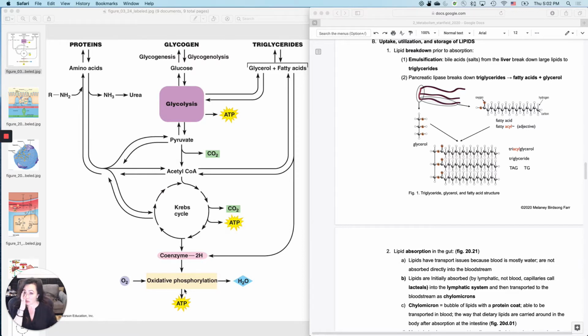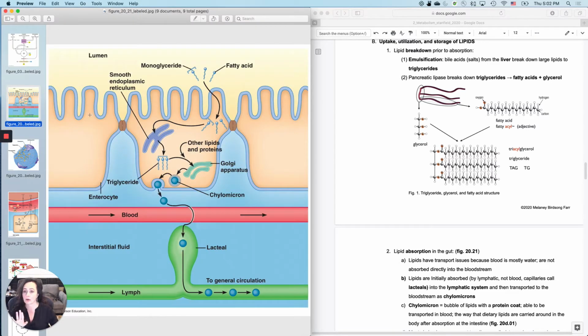And remember, when we're talking about absorption, what I'm talking about is how you get something from the lumen of your small intestine, usually, into your bloodstream, into the body as a whole. So this picture is specifically looking at lipids, the lipid breakdown and absorption process.